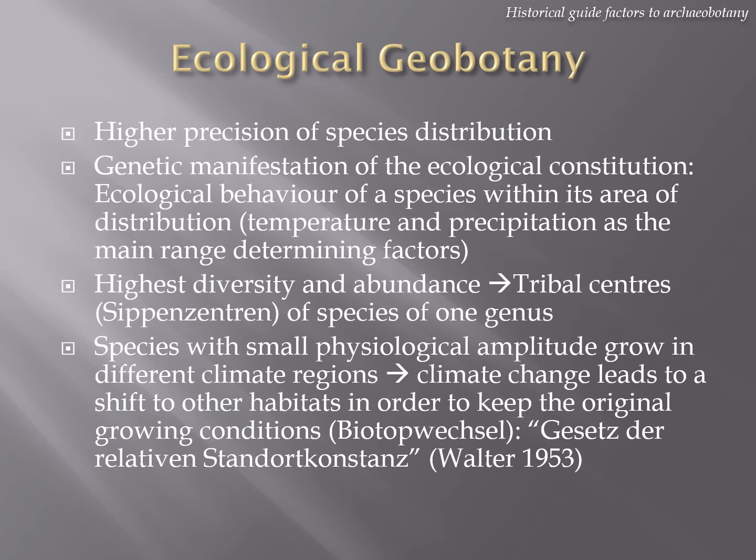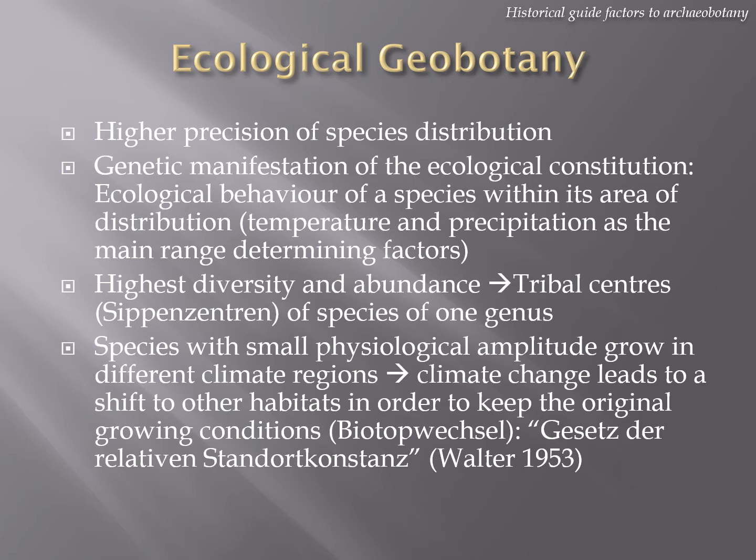Ecological geobotany provides a more precise picture of species distribution and adds to the background information. That is, it can explain why species are growing within definable ranges. In general, there is a genetic manifestation of the ecological constitution of species and genera, which restricts them to certain regions, for example, depending on temperature and precipitation as the main range-determining factors, where they are most abundant and occur with the largest number of species.